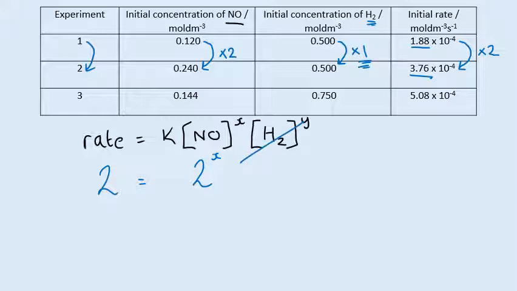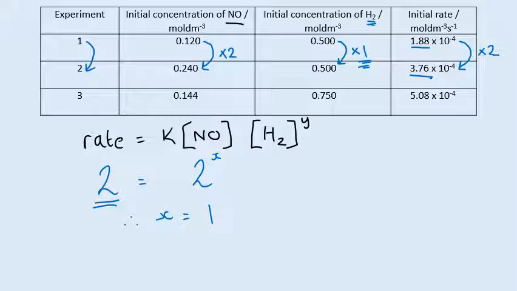Now, 2 equals 2 to the x. Therefore, x is equal to 1, because x has to be 0, 1 or 2. If x was 0, we'd end up with 1. If x is 1, we're ending up with 2. If x was 2, we'd end up with 4. But we need to get the answer of 2 because the rate is doubling. So we now know that it's first order with respect to NO. So I can put a 1. And in fact, when it's to the power of 1, you don't bother putting that 1. So the rate equation, I know that x was equal to 1.